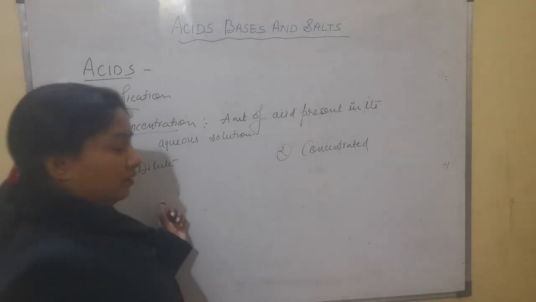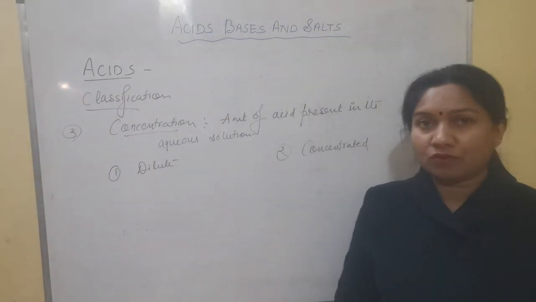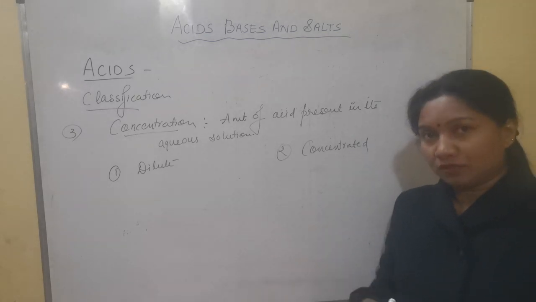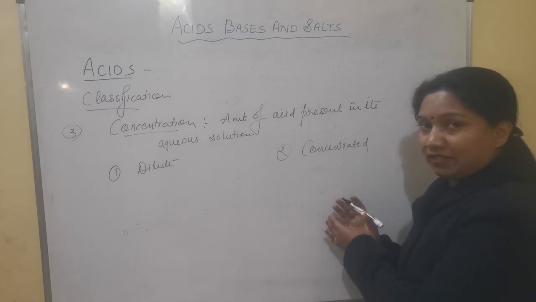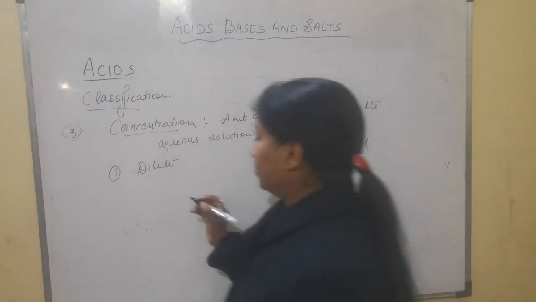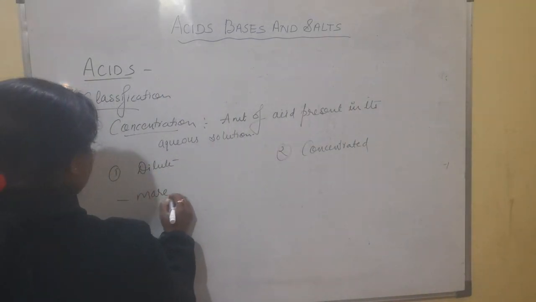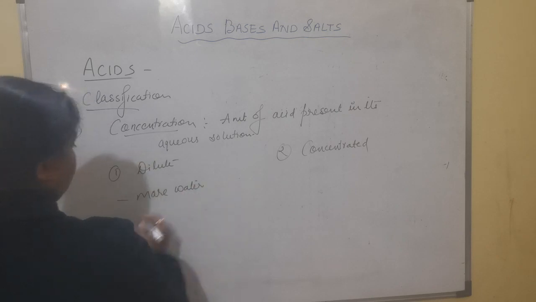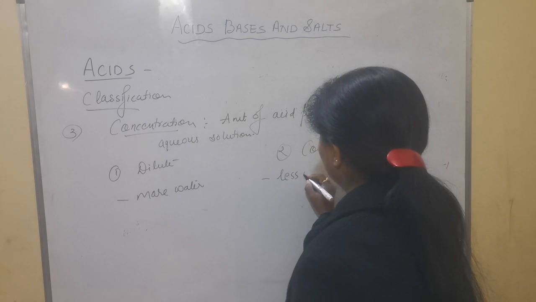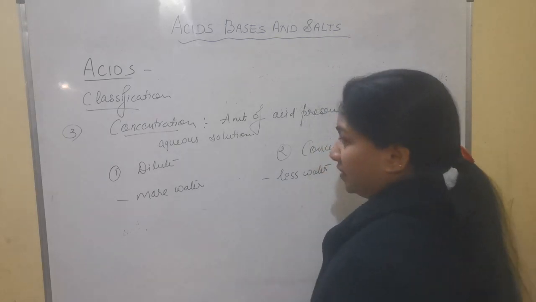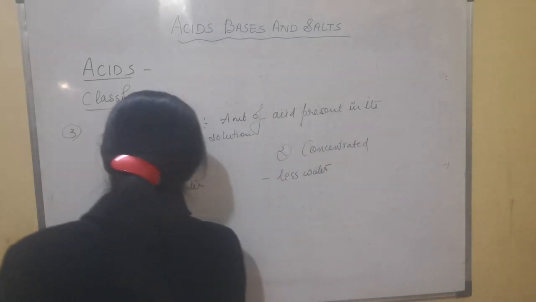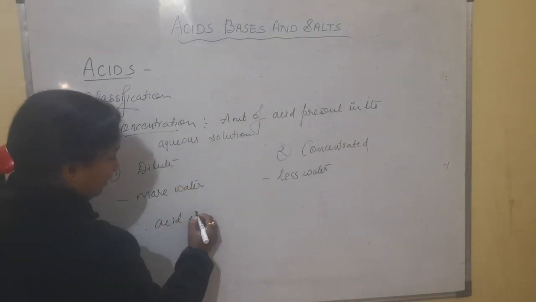Dilute means it contains more water as compared to the acid. In dilute acid more quantity of water is present, whereas in concentrated acid very little water is present. Dilute means more water, and in concentrated less water is present. And whenever you have to dilute an acid, you put acid in water.